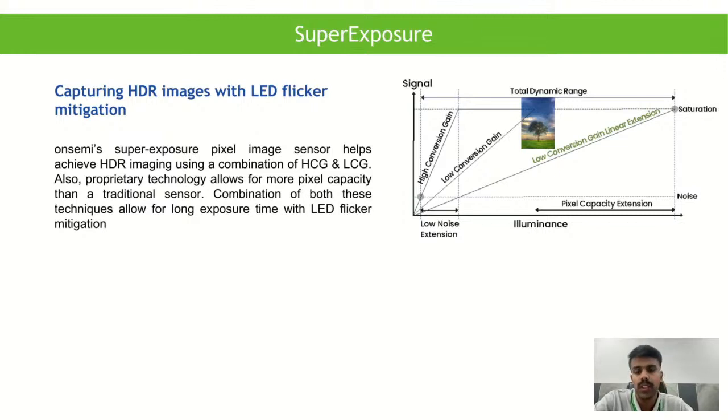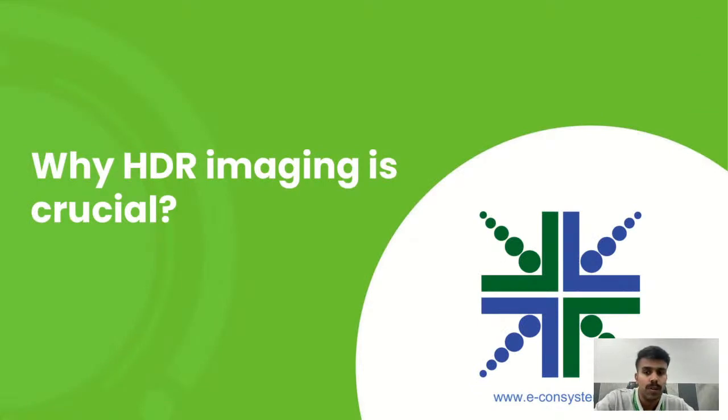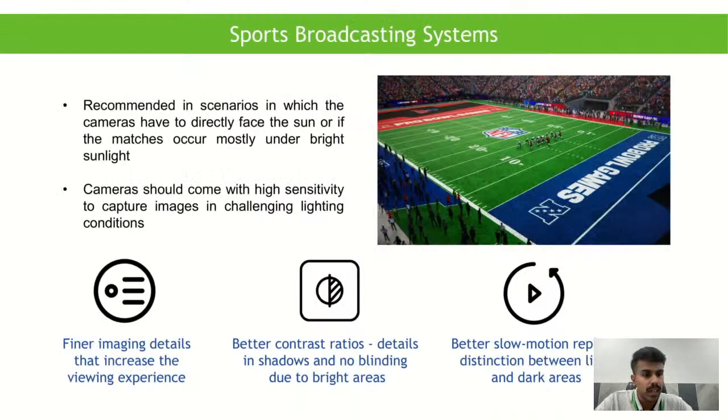So these are some of the different methodologies for achieving high dynamic range imaging in a scene. Let's talk a little bit about scenarios in which high dynamic range imaging can be really helpful. One example is in sports broadcasting systems. You might have seen in an outdoor sports stadium, one region of the scene might be completely illuminated by sunlight, and in another region there might be a lot of shadows.